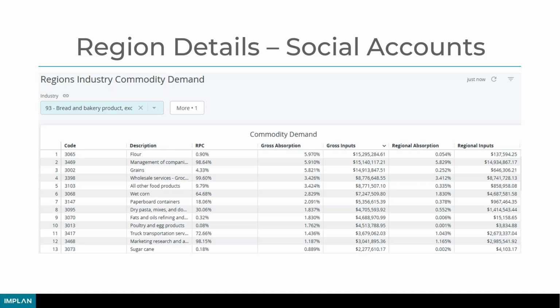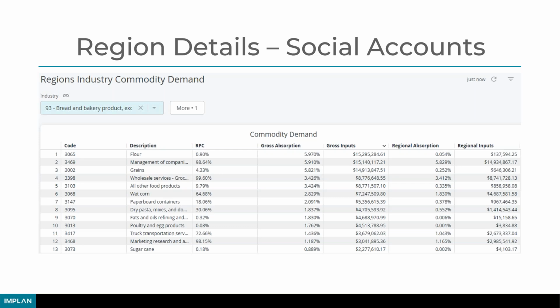Now, the question is, what percentage of those inputs are sourced locally? That's the regional purchase coefficient. So this table is really useful if you're looking at understanding why a regional multiplier varies from region to region, because those regional purchase coefficients are going to be different. The capacity to buy particular inputs within that region changes. And as you change the scope of that region, that RPC will change as well. So we're looking at Hennepin County, the RPC for flour is going to be relatively low. As we expand that to the state of Minnesota, that regional purchase coefficient will likely increase.